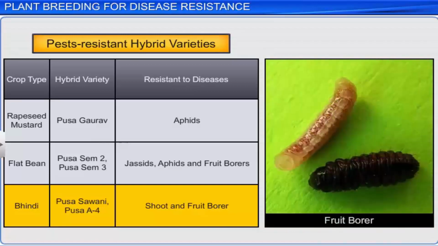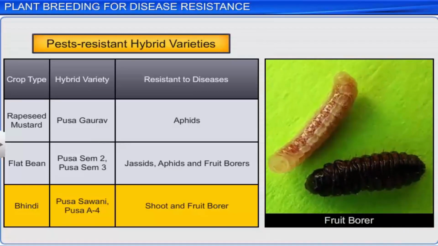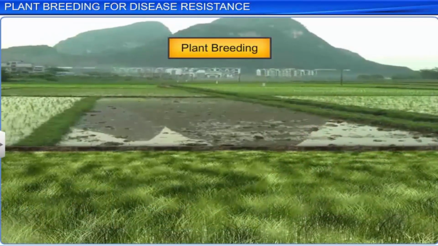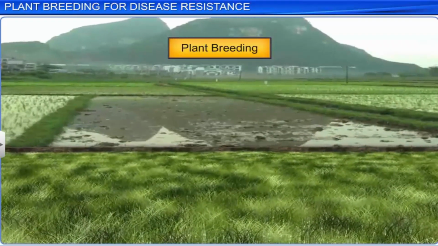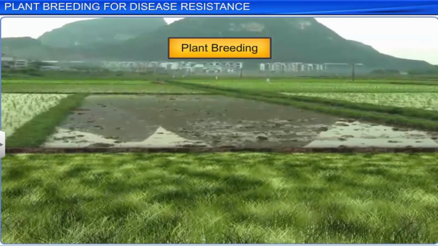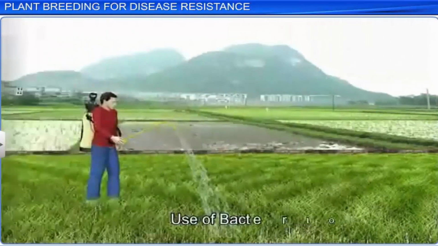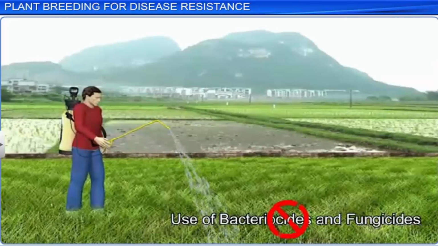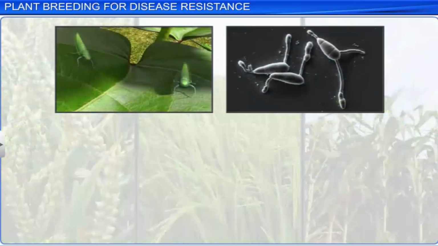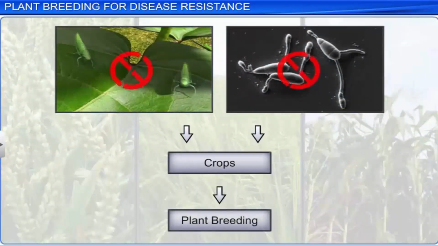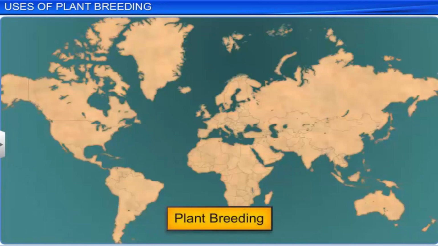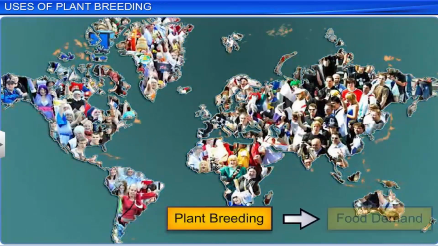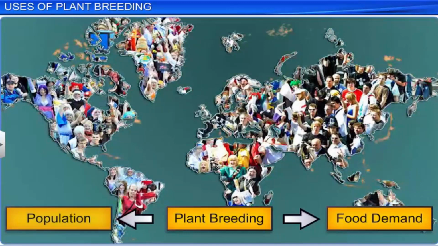In this manner, plant breeding techniques help improve crop production, as well as prevent the use of bactericides and fungicides that can be harmful. They help develop crops that are resistant to pests and pathogens and can assist in boosting food production. Plant breeding plays a vital role in meeting the food demand of the increasing world population.